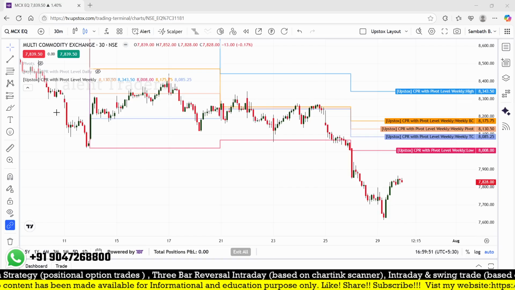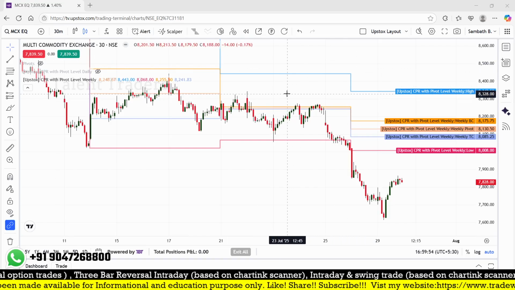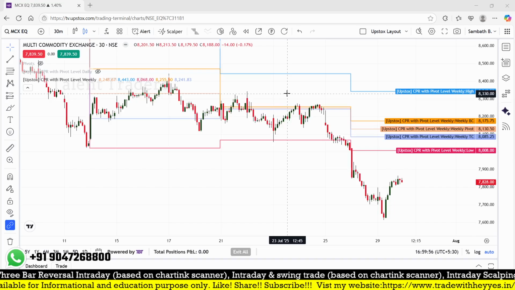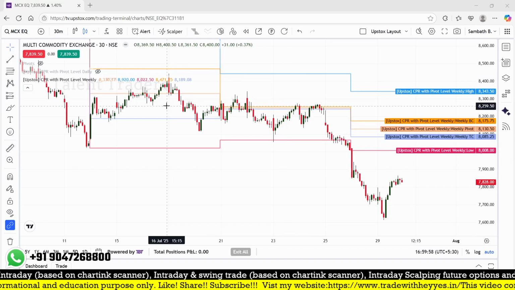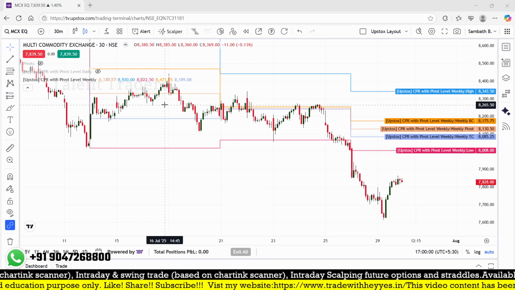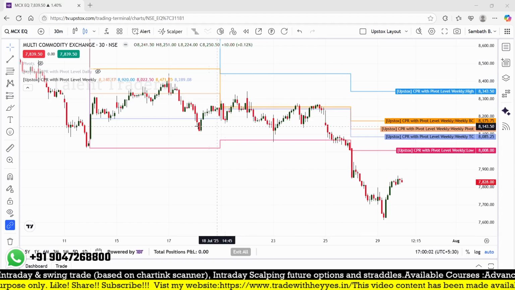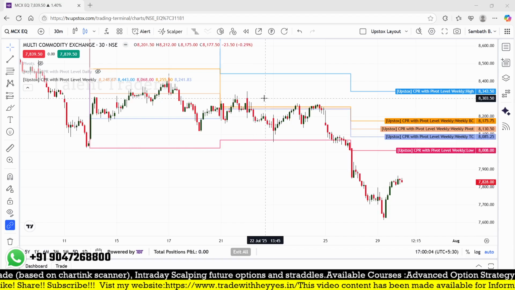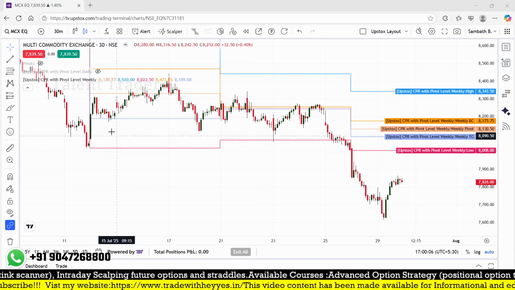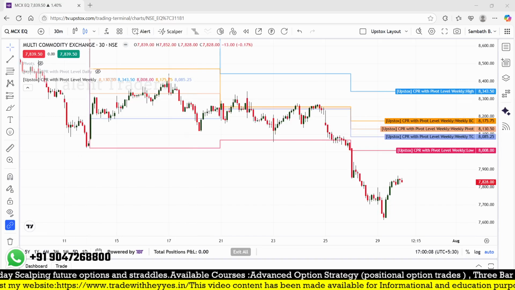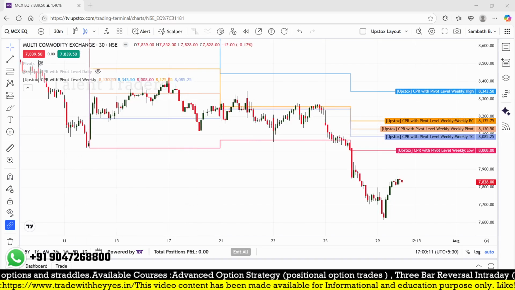So today I'm going to create one more scanner which helps you find a weekly CPR with a narrow range, where the weekly support or resistance level has been broken, that is R1 and S1, sorry, R1 and S1. I'm just going to create that in this video.